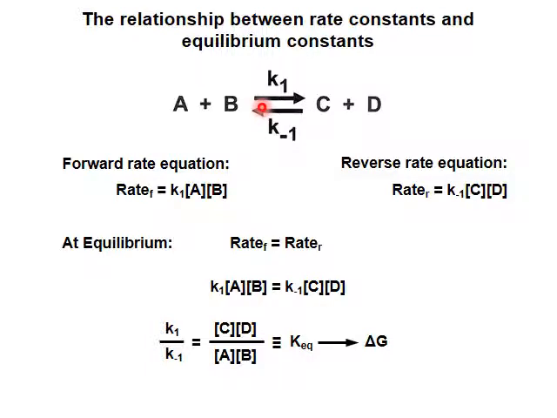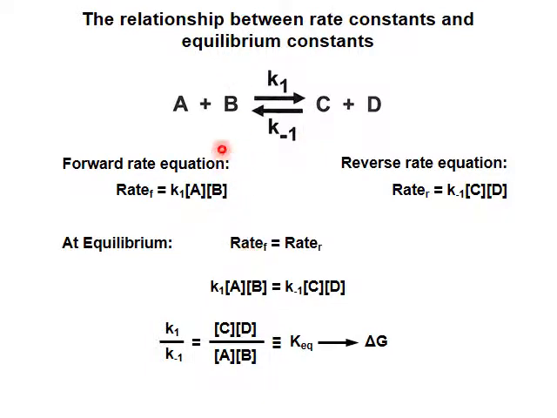So as shown before, we have this forward rate that's in terms of this K sub 1 times the concentration of A times the concentration of B. But we also can write an expression for the rate in the reverse direction, the product of the concentration of C times the concentration of D times this K sub minus 1 for the reverse rate.